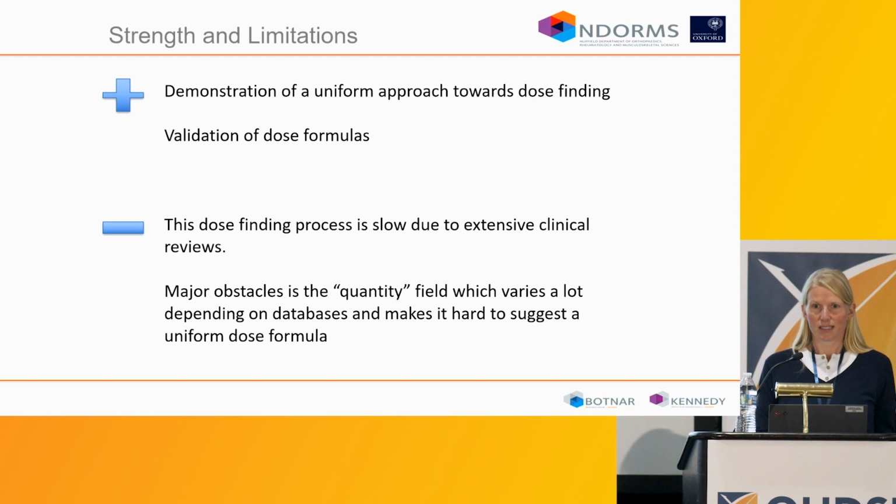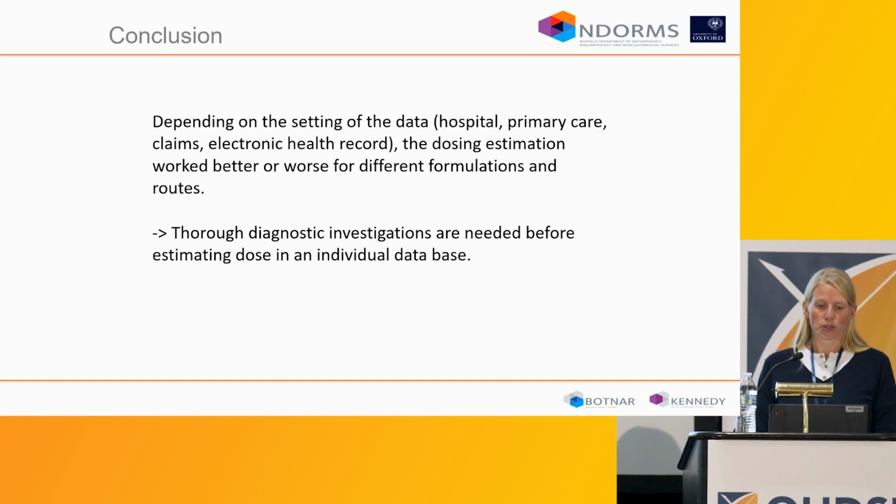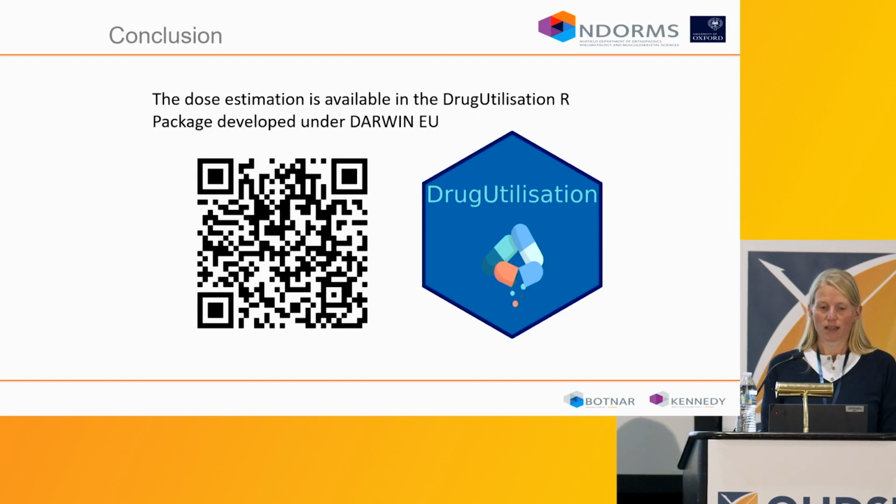I mean, the point is not to have a dose formula per database, but we wanted to suggest a generic approach. So to conclude, depending on the setting of the data, the dosing estimation worked better or worse for different formulations and routes. And we would always suggest to perform thorough diagnostic investigations before estimating dose. And this can certainly be done with this package that the great team wrote in Oxford. And it's a drug utilization R package developed under DARWIN EU.